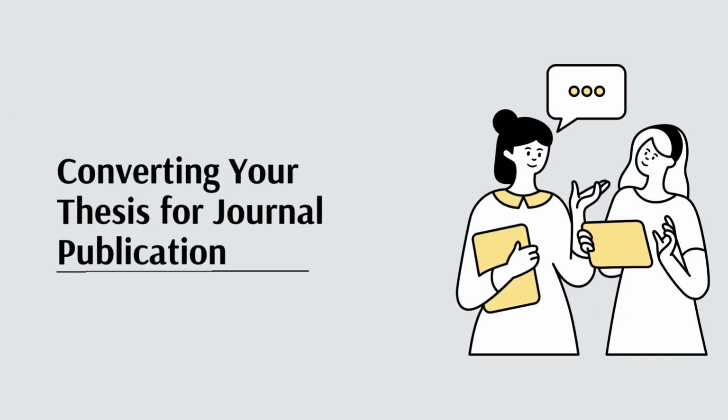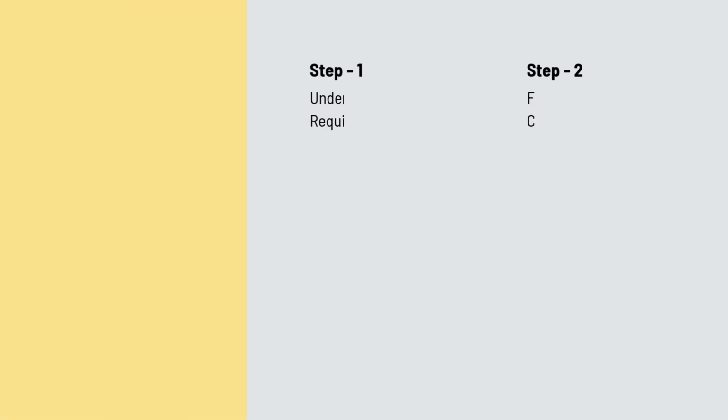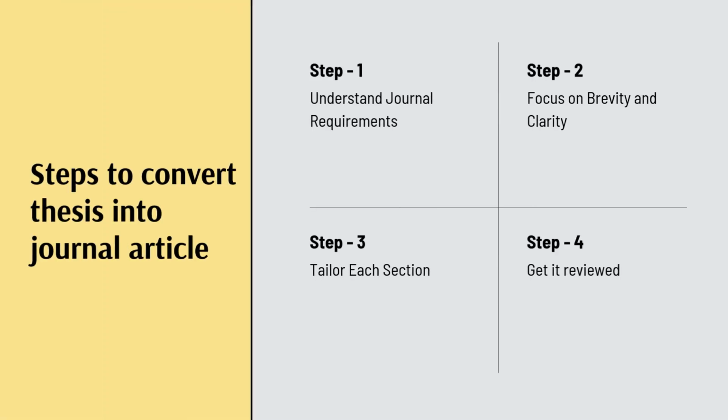Dissertations and journal articles are two very different beasts. While dissertations are comprehensive, journal articles are concise, focused, and tailored to a specific audience. Let's break down the adaptation process. Step 1. Understand journal requirements. Every journal has its own submission guidelines, including word limits, formatting styles, and structural expectations. Start by reviewing these guidelines carefully. Most journals provide clear instructions on their website.